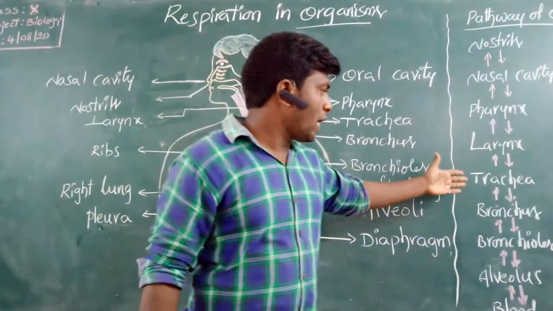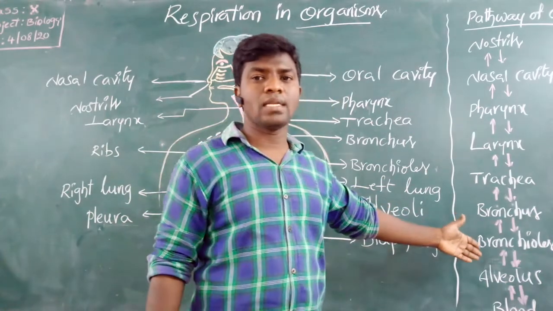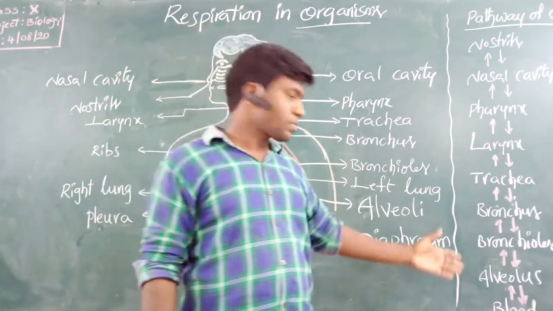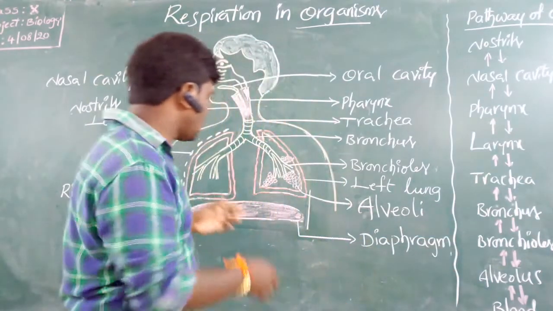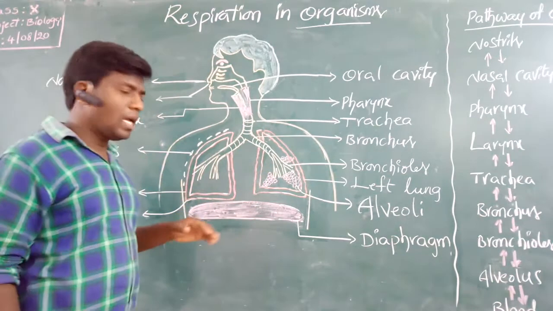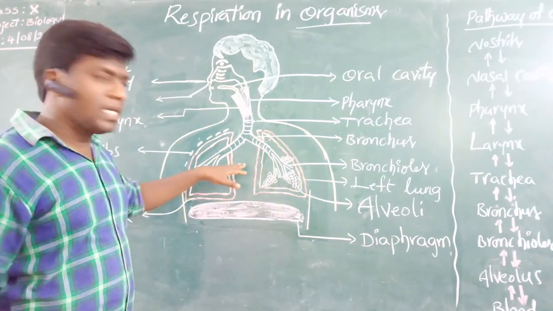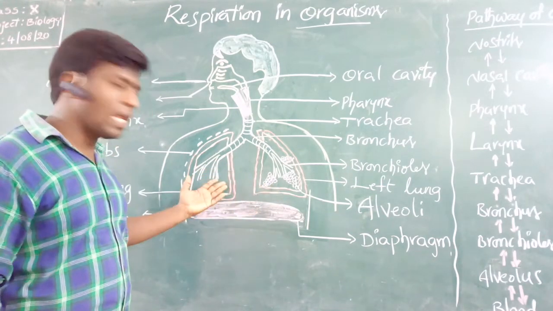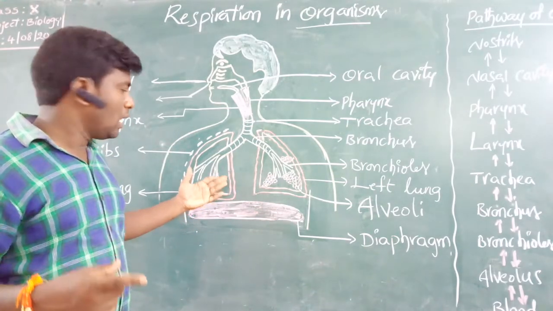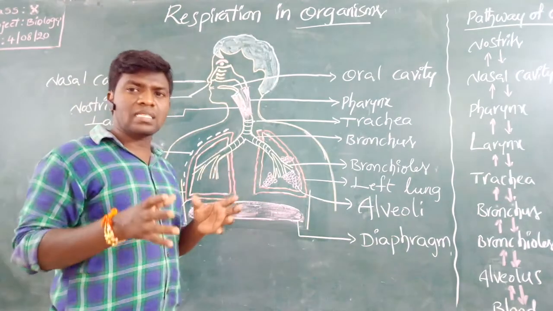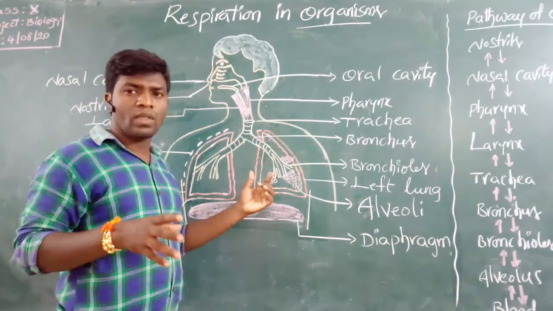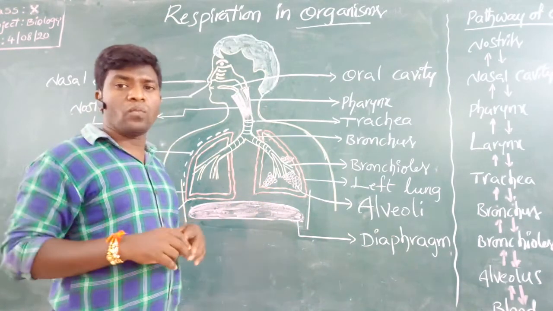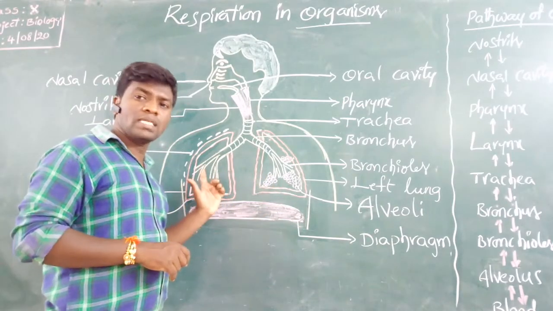So the trachea leads to the bronchi, the bronchi lead to the bronchioles, and the bronchioles enter into the lungs. A pair of lungs is present in our chest cavity. The left lung is smaller than the right lung. Sac-like structures are present in the lungs. These are the alveoli. One lung is left, one is right.